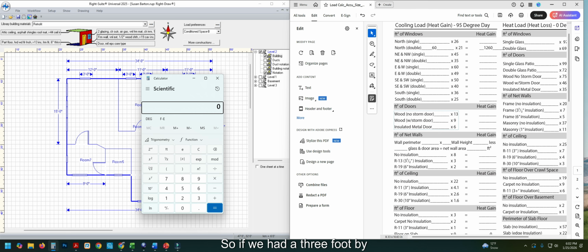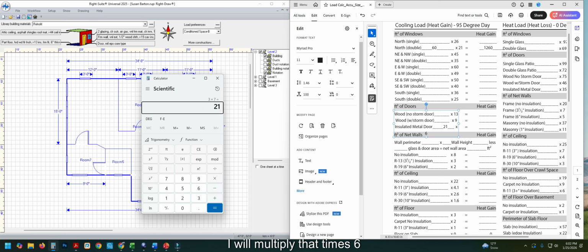So if we had a 3 foot by, let's just say, 7 foot door, that gives me a value of 21. I will multiply that times 6 because that is the number that they give you, and that gives me 126 over here.